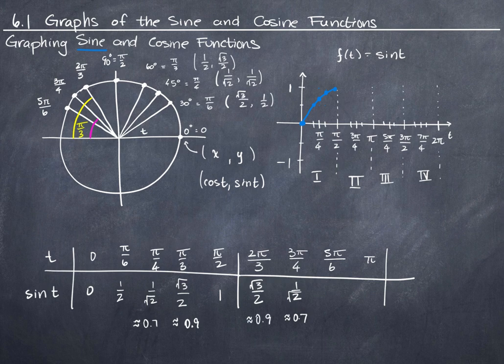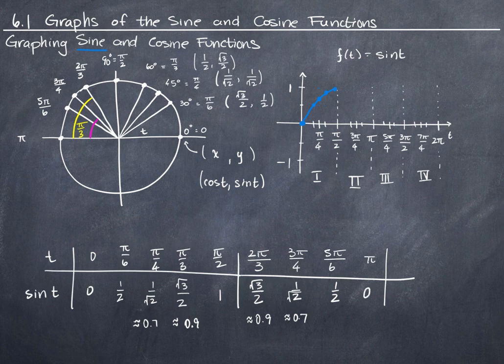And then for 5 pi over 6, we have a pi over 6 reference angle. So our pi over 6 reference angle is here. Our pi over 6 reference angle's output value is a half. Okay. And our y value for pi, which I don't have on here, is 0 again.